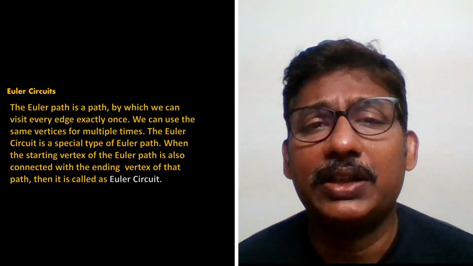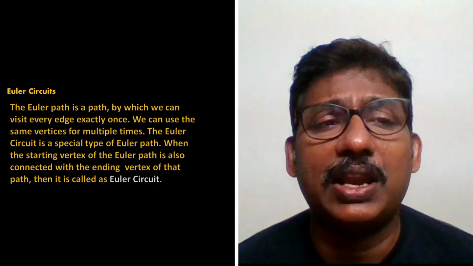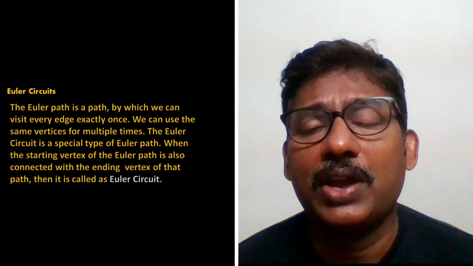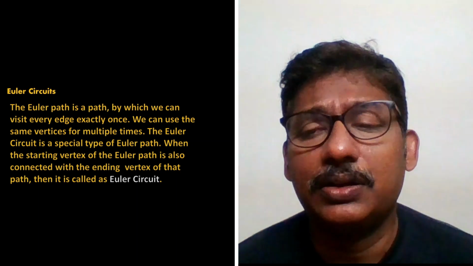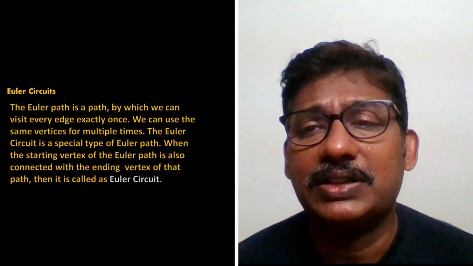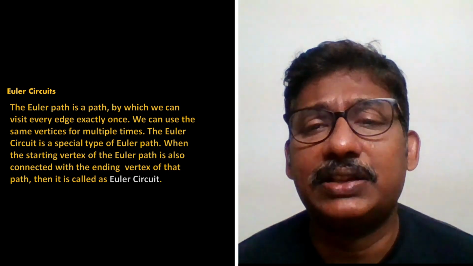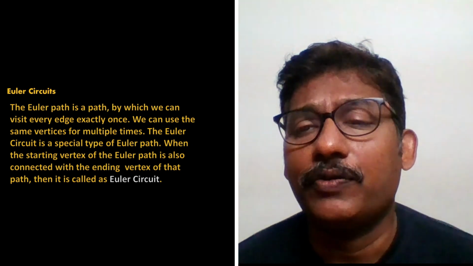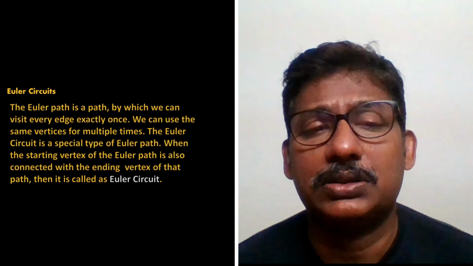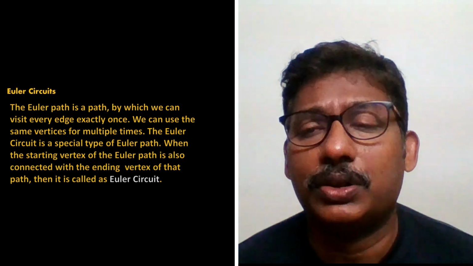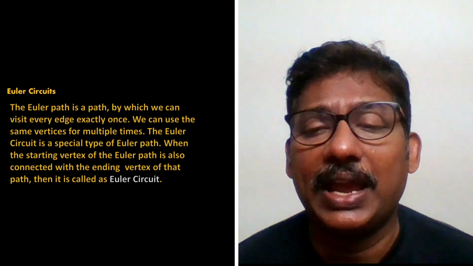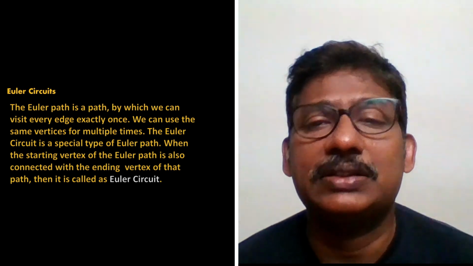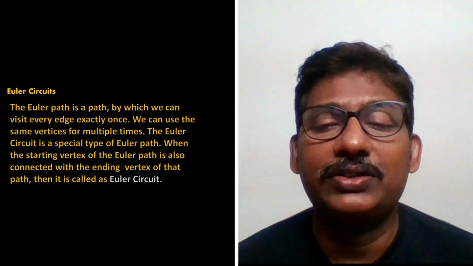The Euler path is a path by which we can visit every edge exactly once. We can use the same vertex multiple times. The Euler circuit is a special type of Euler path where the starting vertex of the Euler path is also connected with the end vertex of that path. Then it is called the Euler circuit. So the starting vertex should be the end vertex.